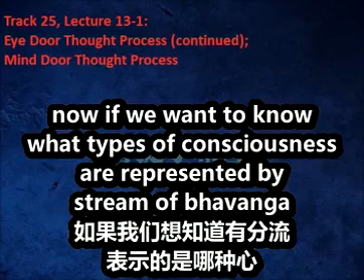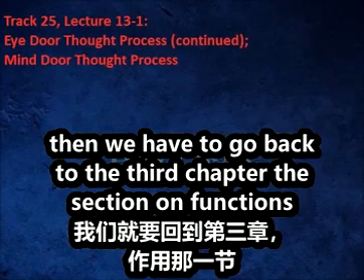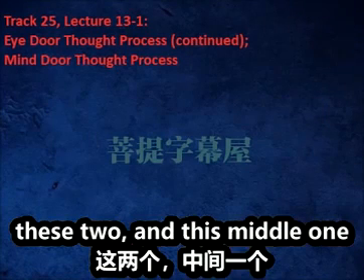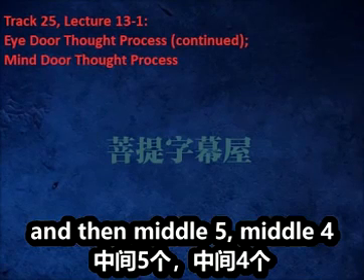Now, if we want to know what types of consciousness are represented by stream of bhavanga, then we have to go back to the third chapter, the section on functions. According to the third chapter, we know that there are 19 types of consciousness called bhavangas. These two, and this middle one, and then middle 5, and middle 4.